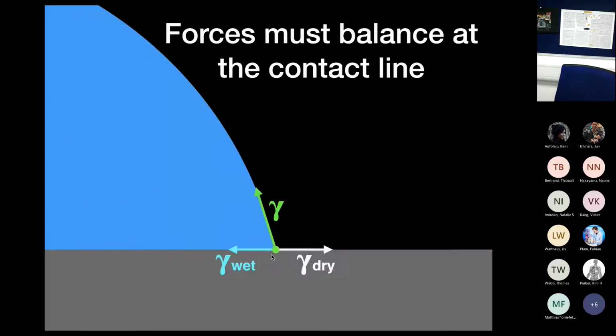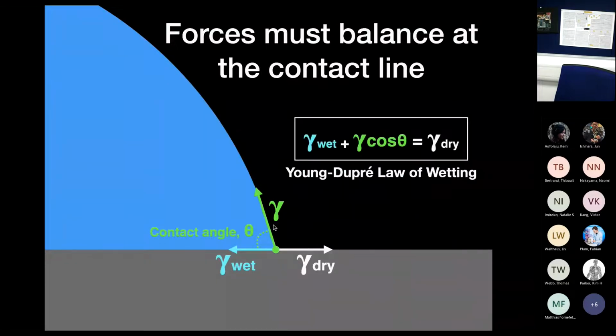And what that does is it allows us to use the balance of the energies to determine a contact angle, such that you form a static contact angle for a given balance of energies. And so that's where the famous Young-Dupre law of wetting comes from. It's a simple force balance or an energy balance at this contact line.